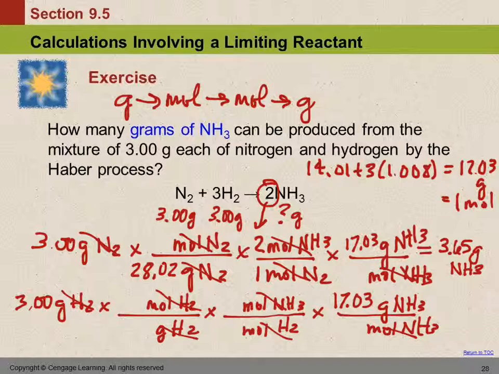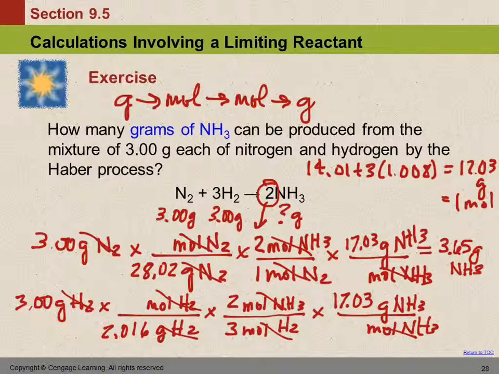The middle term. Well, ammonia still has a 2 in front of it. What's in front of hydrogen? 3. And then over here we need the molar mass of hydrogen. 2 times 1.008, so 2.016. 3 divided by 2.016 times 2 divided by 3 times 17.03.